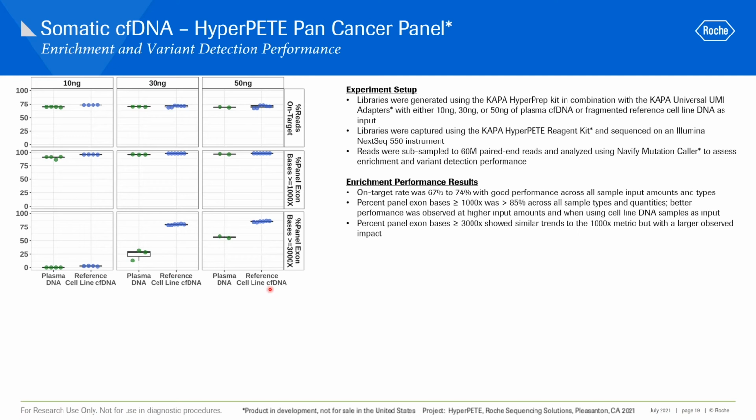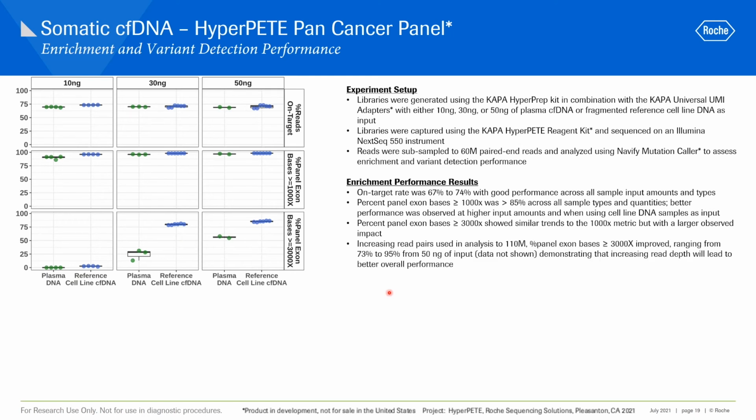Percent panel exon bases greater than or equal to 3000x showed similar trends to the 1000x metric, but with a larger observed impact. So if we look over here at the 10 nanogram input, as expected, none of these samples are performing well at the 3000x depth metric. 30 nanograms has an improvement, and then 50 nanograms has a continued improvement here.